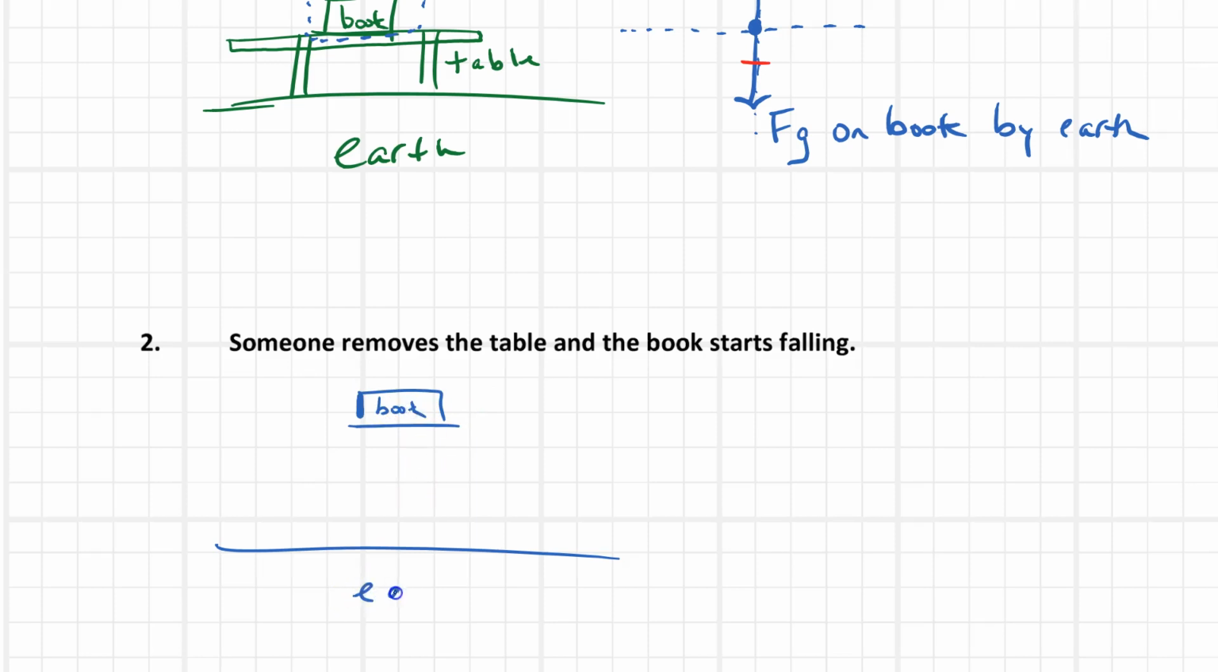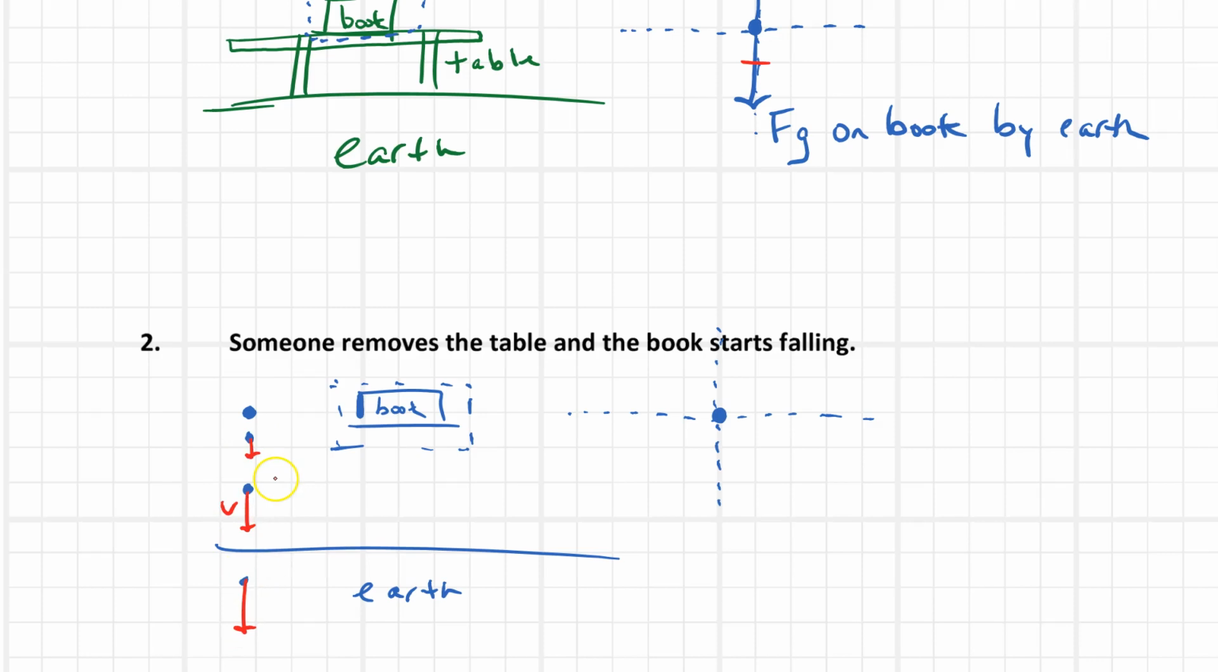Here's the Earth down here. There's no table anymore. So here's my system. I want to do the book. So shrink the book to a dot, and I'm going to draw my coordinates here. Now I do have some motion because it's going to start falling. If I did a motion map, it would start falling and kind of look like this, right? And the motion that it would have would be this downwards motion here, like that.